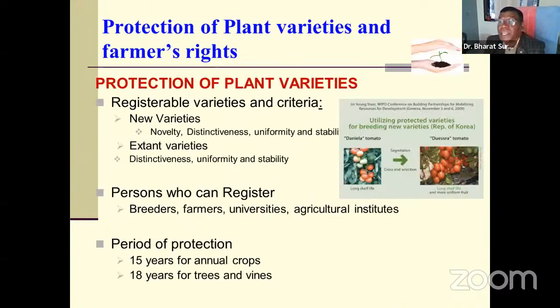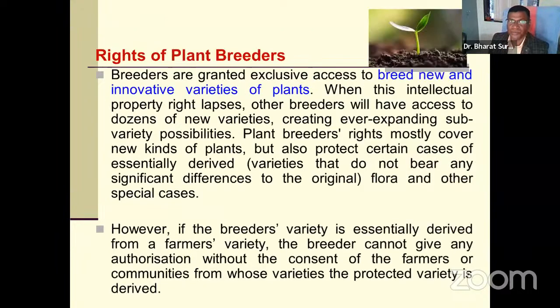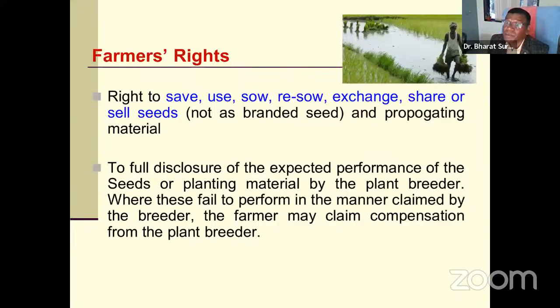Again, if you are producing any new plant varieties, if they have novelty, distinctness, uniformity, and stability throughout, then definitely they can be registered by breeders, farmers, universities, and agriculture institutions also. The term is 15 years for annual crops, 18 years for trees and vines. You have rights for plant breeders. Farmers' rights are also there.